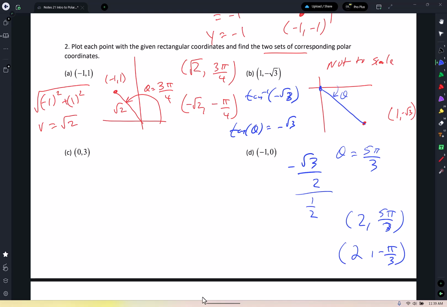Wait, okay. Walk through the thing really fast, one more time. Yeah, so I could either go 5 pi over 3, or I could have gone negative pi over 3. The 2 we got from the Pythagorean theorem. I just said it out loud: 1 squared plus negative square root of 3 squared, which is 3 plus 1, which is 4, and the square root of that is 2. Cool or not cool? I know, guys, I know.